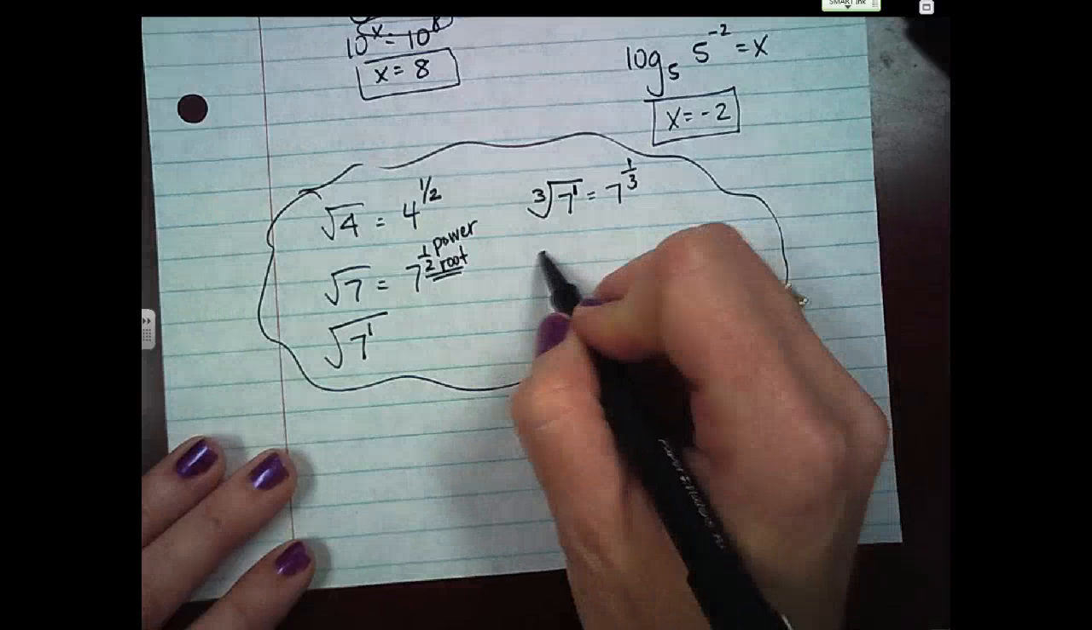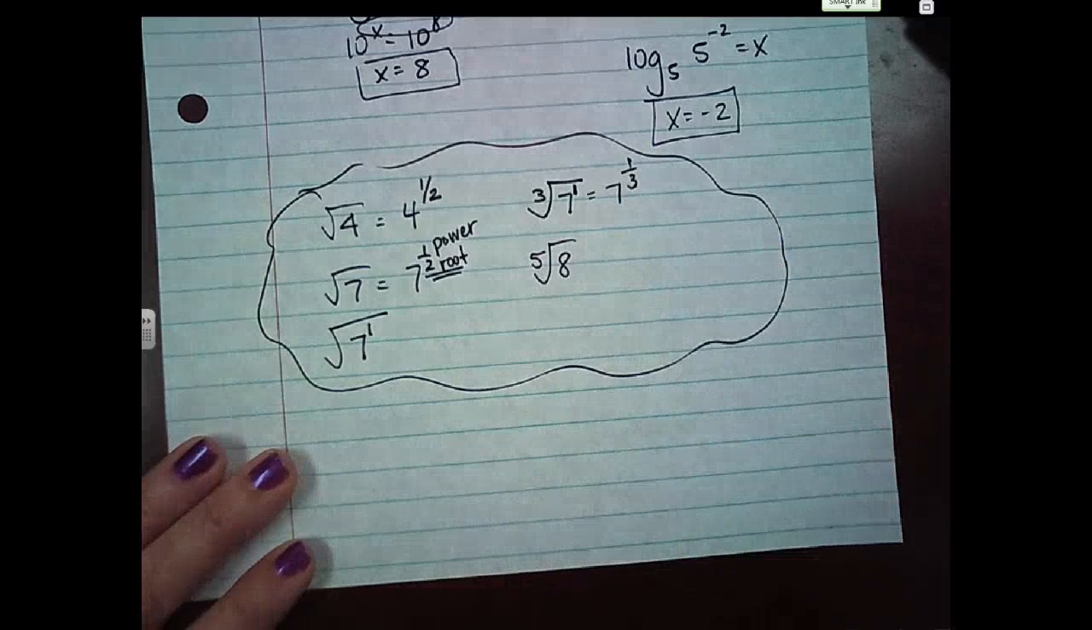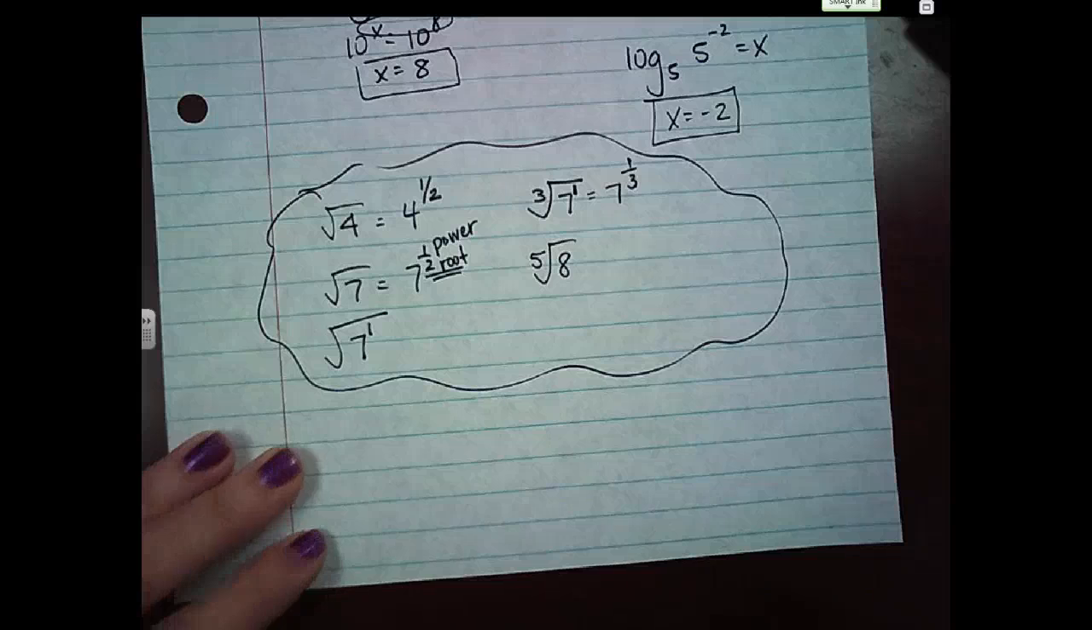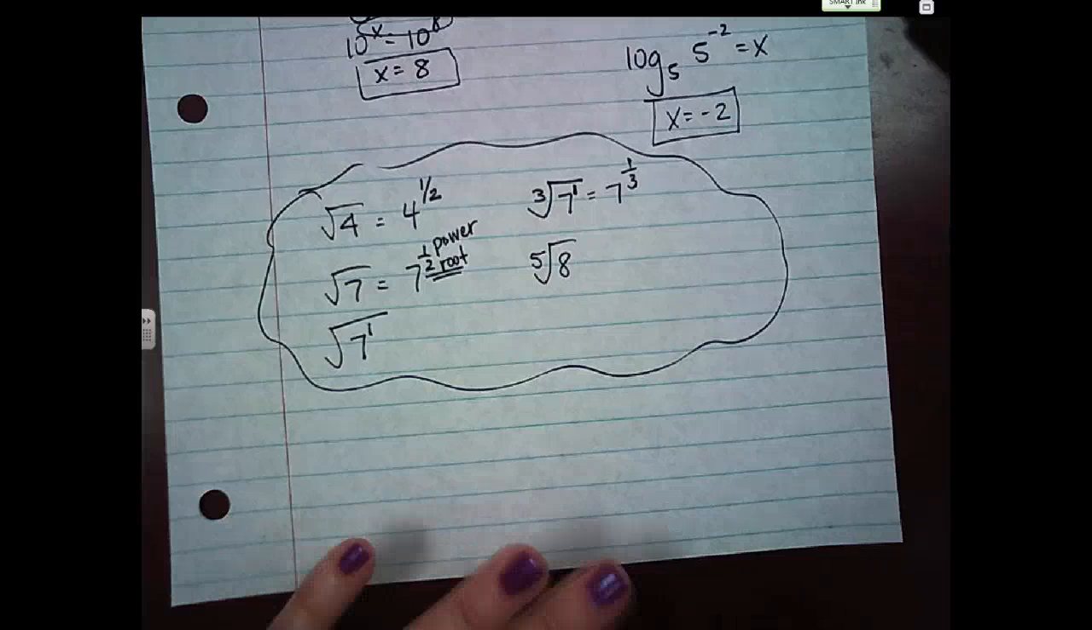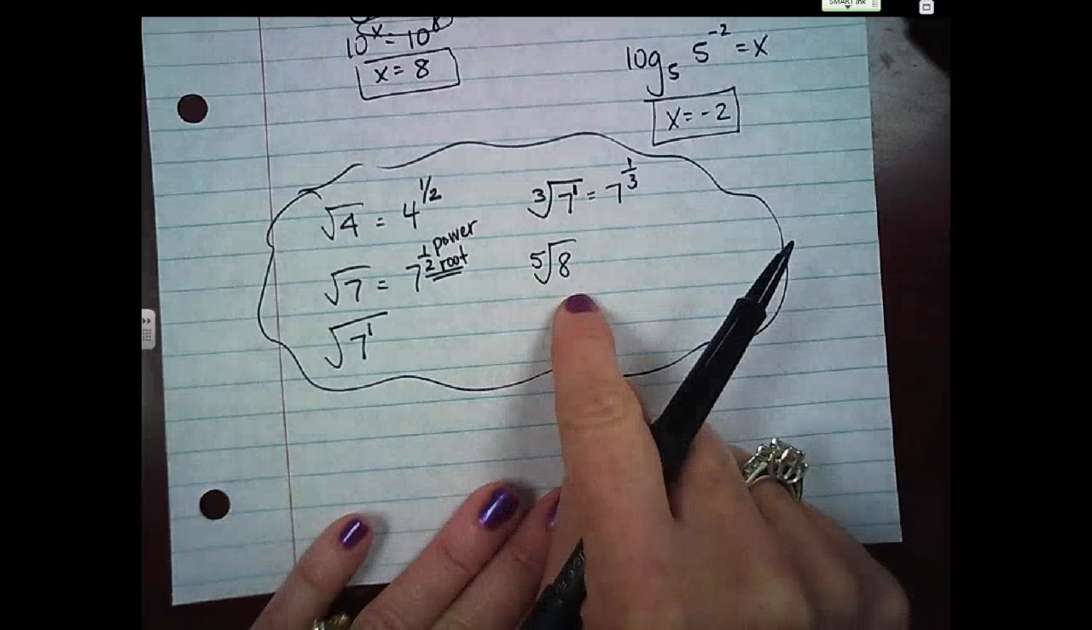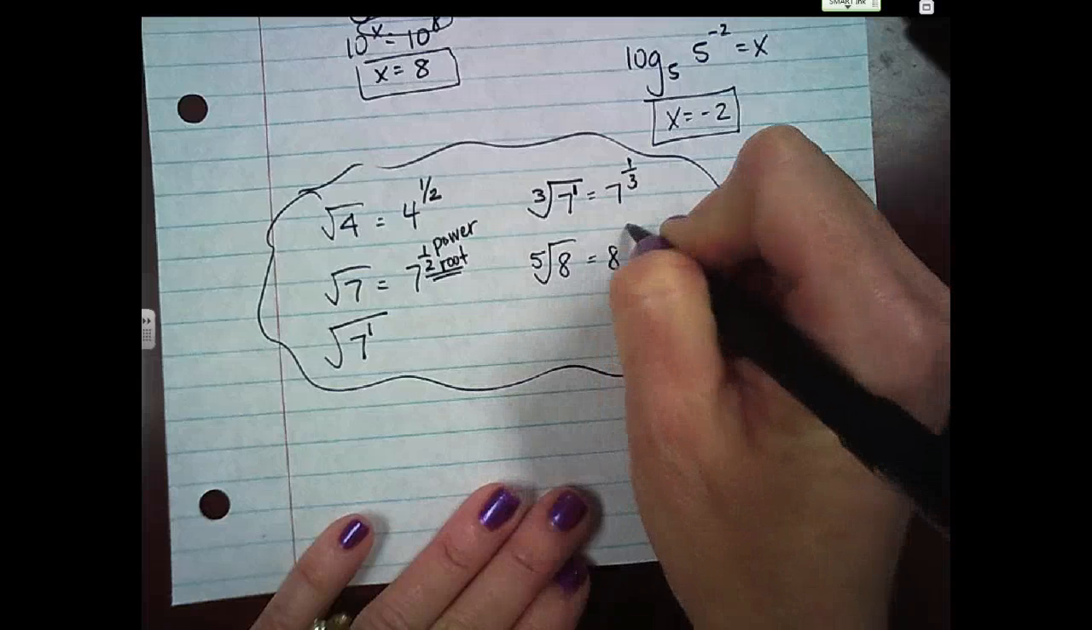Let's try the next one. What if I say the 5th root of 8? How do we write that using exponents? Why do we need exponents, right? Jake. So this would be the same as 8 to the 1/5 power.